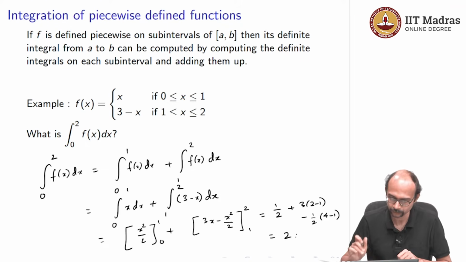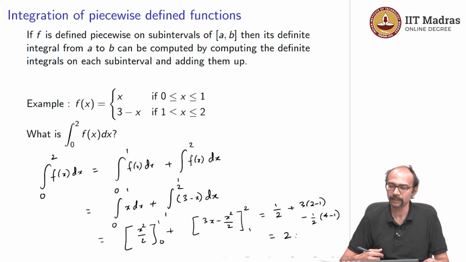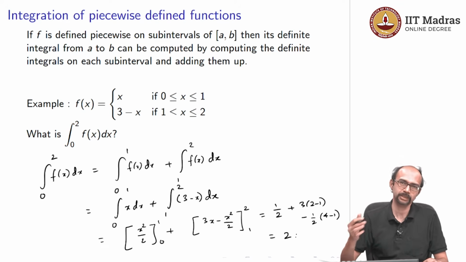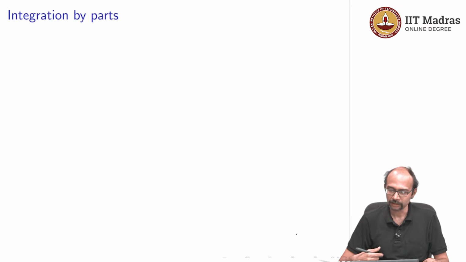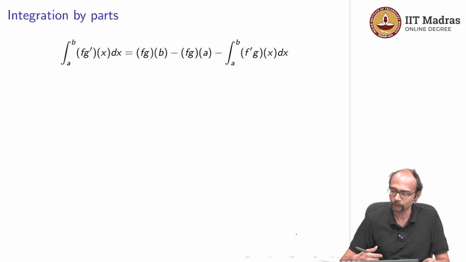I hope the idea of what is written here is clear, that if you integrate piecewise defined functions, you have to integrate them on each subinterval they are defined on, and then add up to get the total integral. Integration by parts. We saw this already for the indefinite integral. Now, let us apply this for definite integrals. If you integrate f g prime of x from a to b, that is the same as f g evaluated from a to b, which means f g at b minus f times g at a, and then you subtract out the integral from a to b of f prime g of x dx.